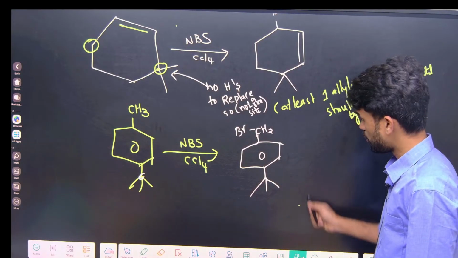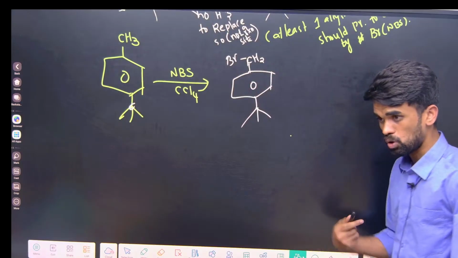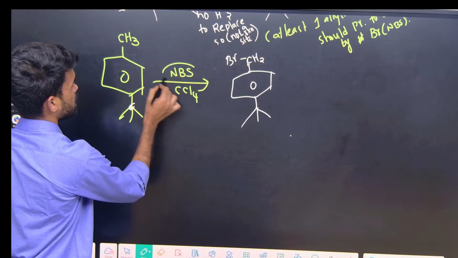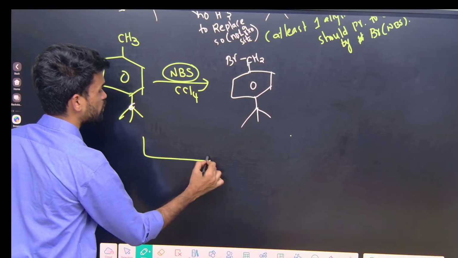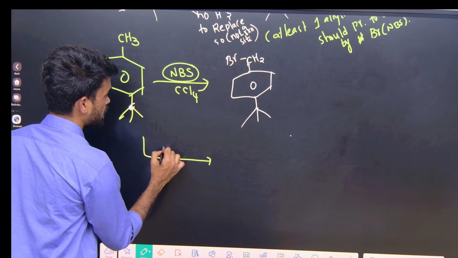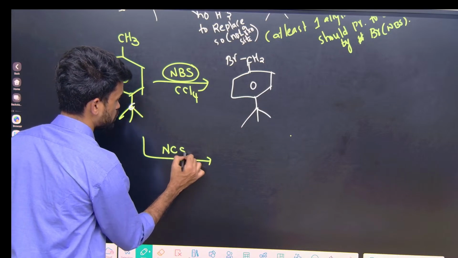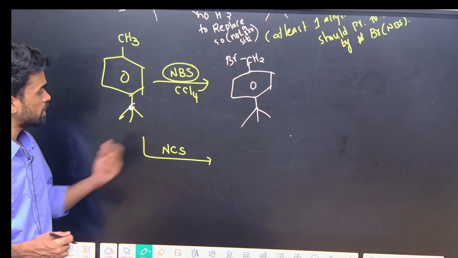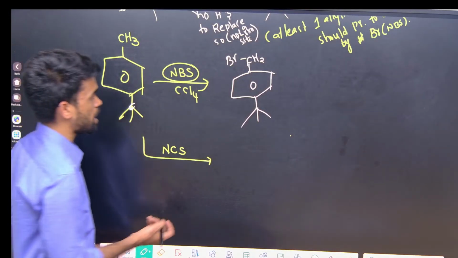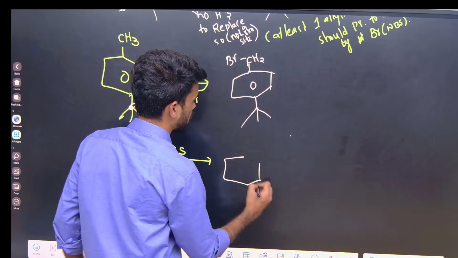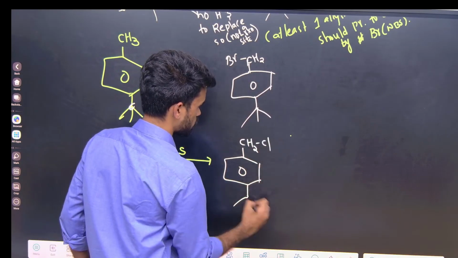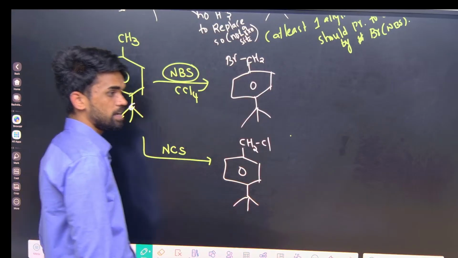Okay, sir, I wanted to do chlorination. So what can you do? Sometimes instead of mentioning NBS, in very few cases it is mentioned as N-chlorosuccinimide, NCS I am saying. Few books contain N-chlorosuccinimide also. Now what happens? In place of bromine we will get chlorine, CH2Cl like this.